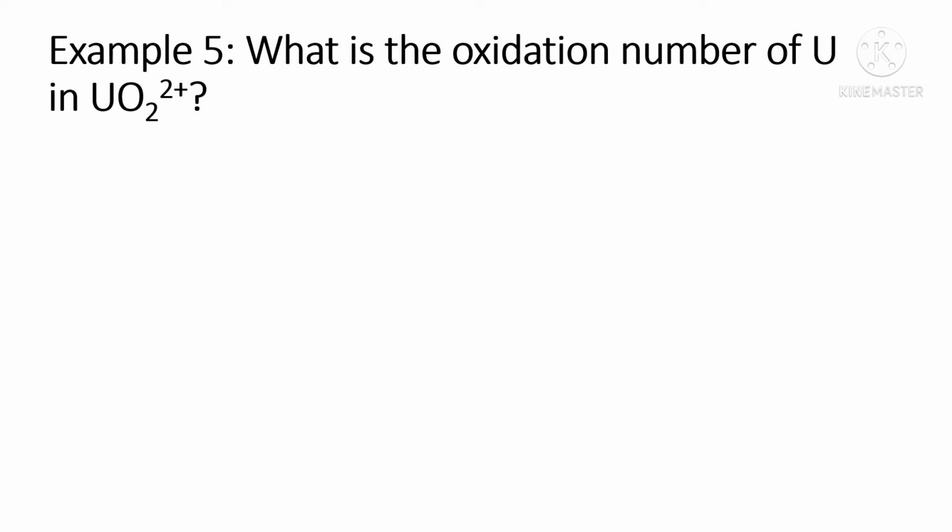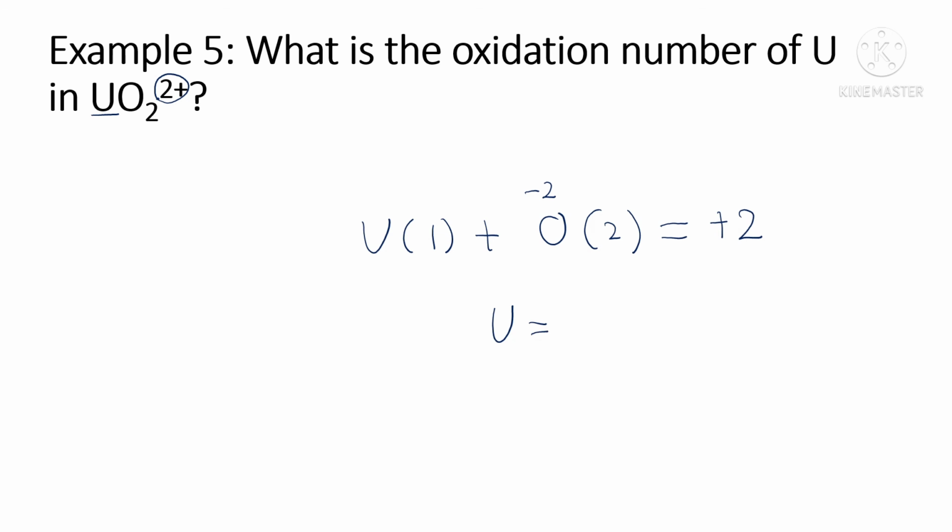Example 5. What is the oxidation number of uranium in the UO2 2+ ion? Again, this is a polyatomic ion, so the total charge is 2+. Therefore, the oxidation number for this polyatomic ion is positive 2, and it consists of 1 uranium atom and 2 oxygen atoms. We know that oxygen has an oxidation number of negative 2, and therefore the uranium in the UO2 2+ ion has an oxidation number of positive 6.